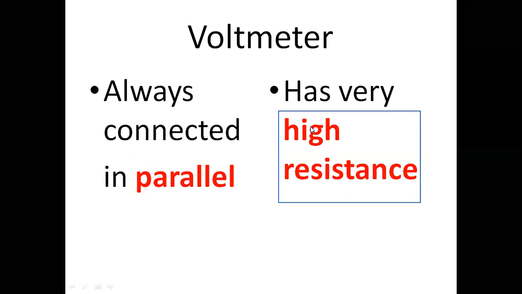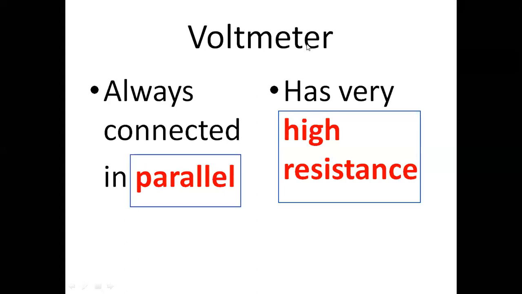Okay. Now give me input in your chat boxes. Ammeter has low resistance. True or false? Okay, true, correct. Ammeter is connected in parallel. True or false? False. Okay, fine, good. Anushka is saying false. Okay, fine. So correct. So at least you have got the points.